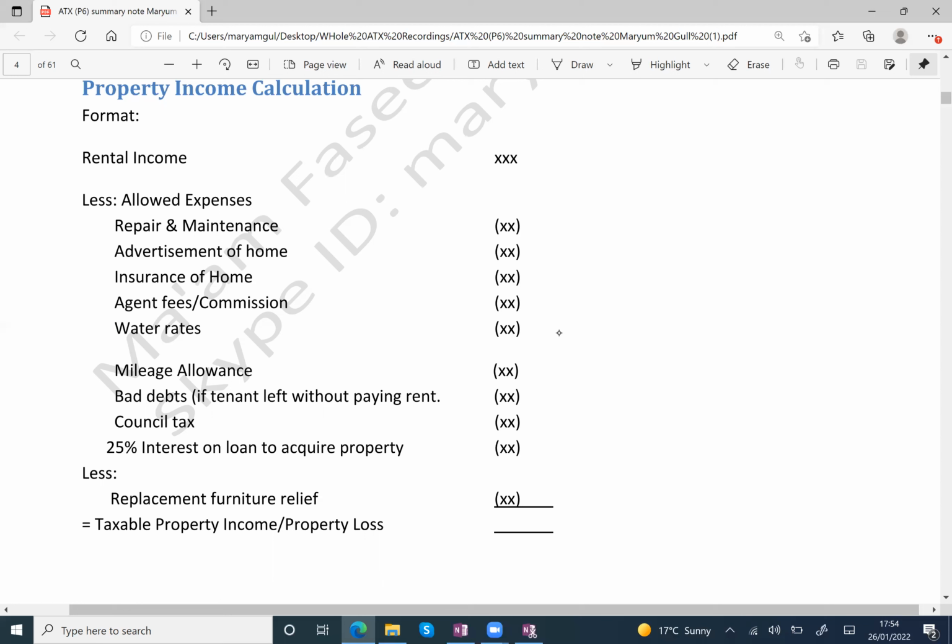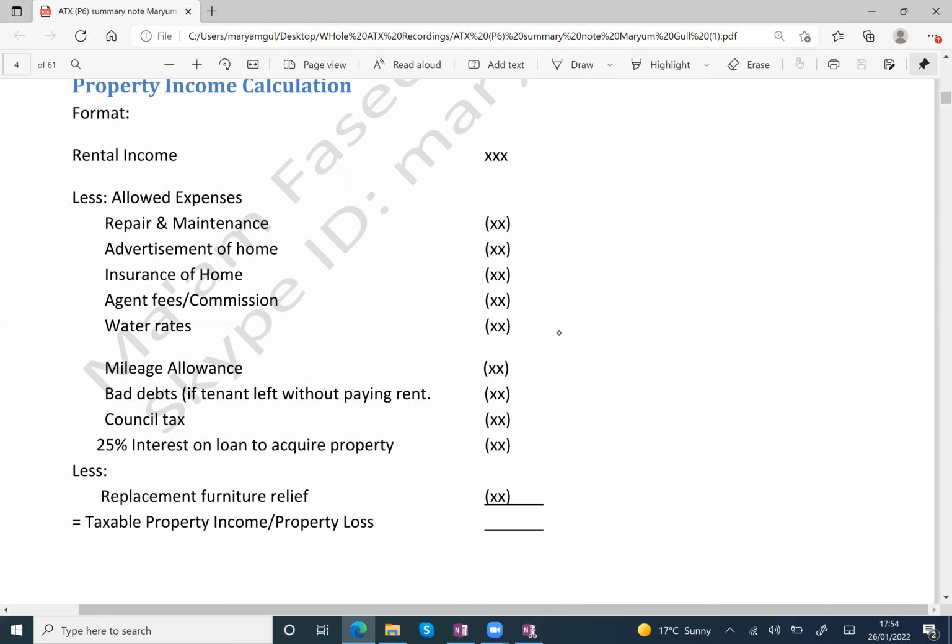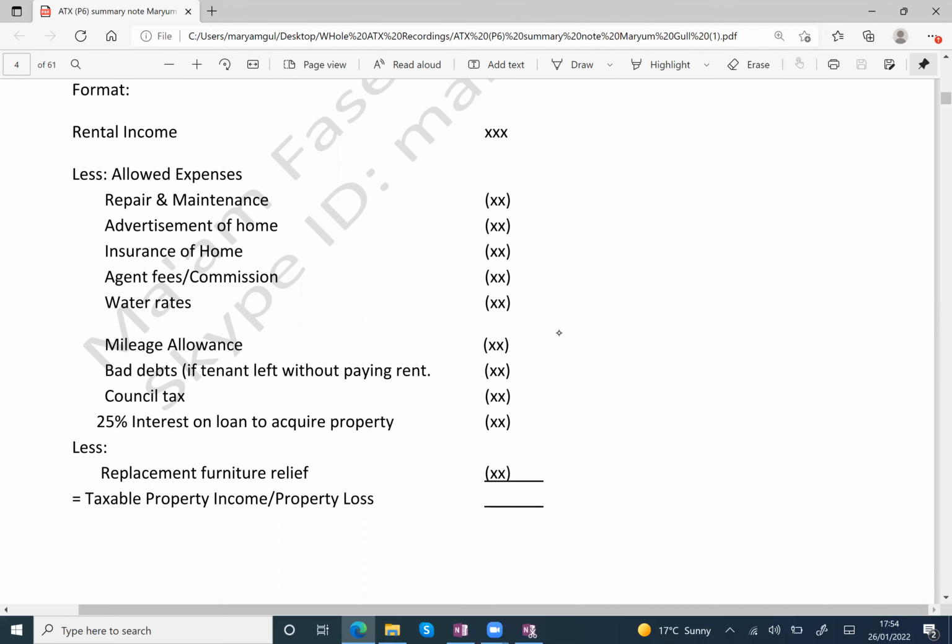Maybe you will advertise your house, so advertisement expense you can deduct. Insurance, for example, you are paying insurance expense, so you can deduct. For example, you will pay the agent fee or commission, you can also deduct. Water rates you can deduct. Mileage allowance means you are using your personal car to collect the rent from the tenant. So obviously when you drive some miles, then that expense you can also deduct from here as an allowed expense.